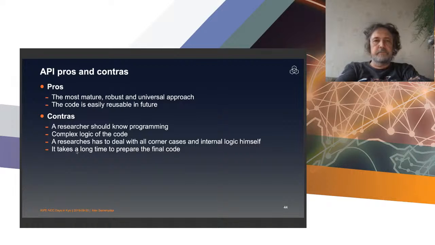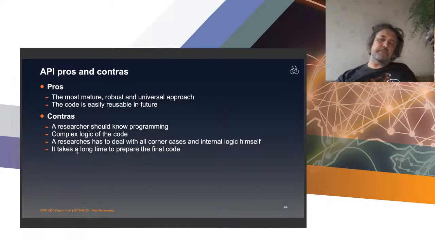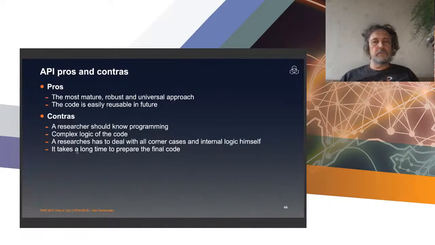However, API requires a lot of coding. The logic is complex. And a researcher has to remember all potentially challenging cases, like the number of results that are returned to you. You have to support the logic around them with cross checks and rechecks. You have to do a lot of preparatory work, and if you are using the API technique, you don't have another choice.